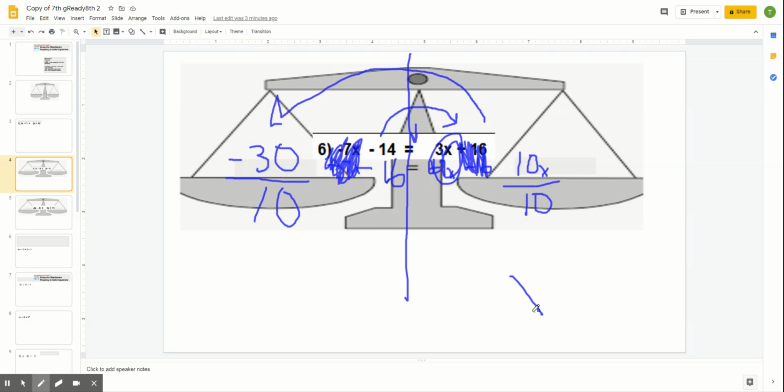So x becomes 1. 10 divided by 10 is 1. 30 divided by 10, you could cross out the zeros, 3 divided by 1 is 3, but look at that negative sign. So it's negative 3 divided by 1, so it's negative 3. So please be careful with those little things. A lot of people forgot that, and that's where that's coming from. So make sure that you're using the right sign.